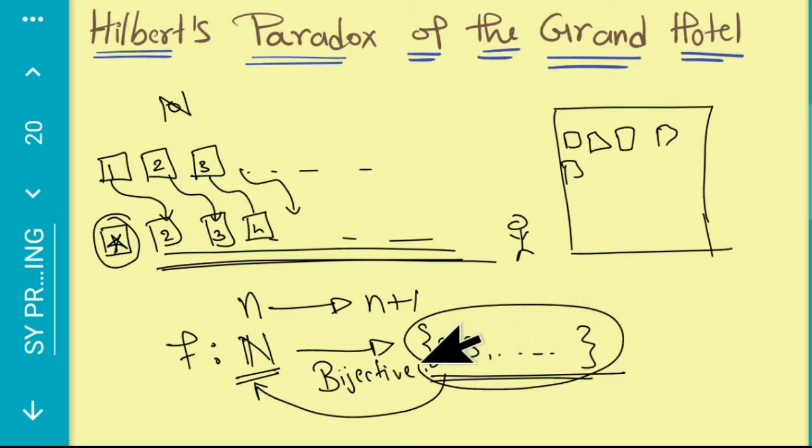Over here, this set is a proper subset of the natural numbers, but still it has a bijection. That means this set also has cardinality aleph naught. This set is also a countable set. Okay. Now let us make this problem more interesting.